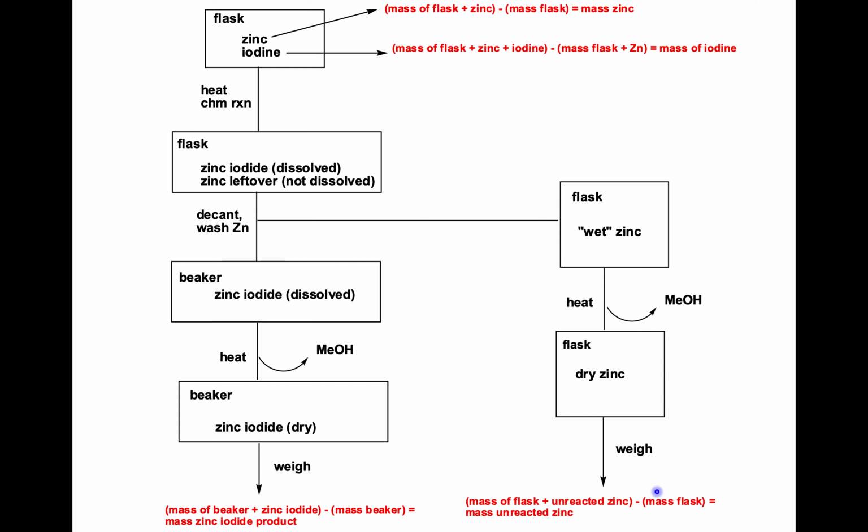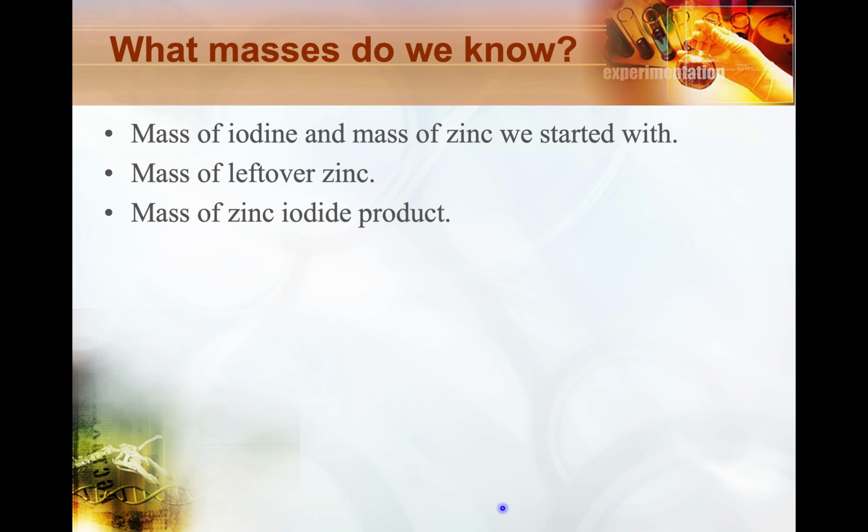Similar before, we've already determined the mass of the flask from way at the beginning, and at the end you'll have the mass of the flask with that leftover zinc that did not react. And that will then tell you how much leftover zinc you have. So all of that, the whole lab is for you to get those 4 values: the mass of the zinc, the mass of the iodine, the mass of the leftover zinc, and the mass of the zinc iodide product. And with those 4 pieces of information, you can accurately determine the empirical formula of the zinc iodide product.